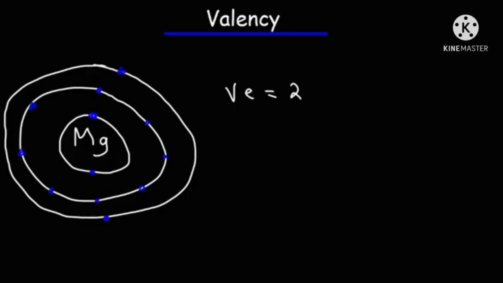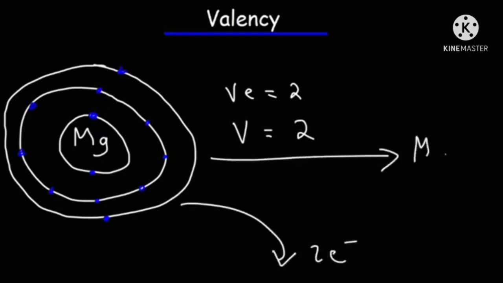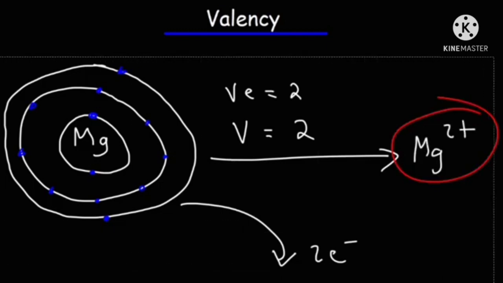Okay? Actually, as per the 2n square condition, we need to have 18. But I told you the third shell is again subdivided into 2 orbits like S and P. So in S you have 8 electrons, in P you have 8 electrons, like that. Okay? Now this is the case of magnesium.